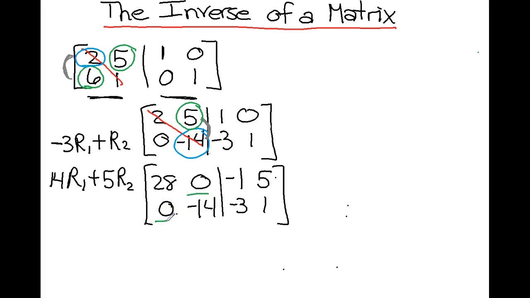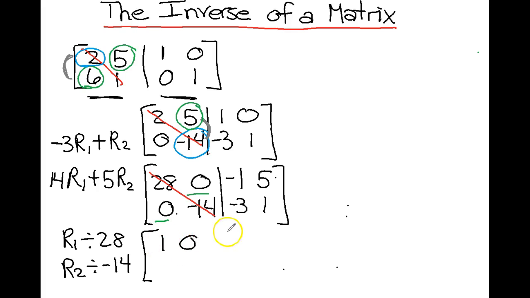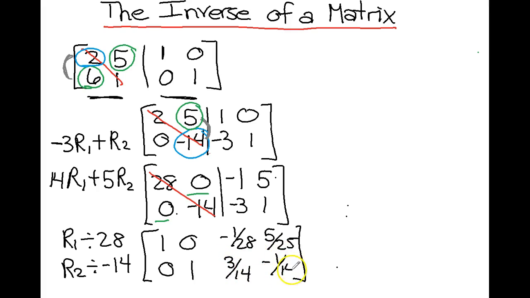Now that we have our zeros, we are going to divide both rows so that we end up with 1s along our diagonals. So I'm going to take my first row and divide it by 28, row 1 divided by 28. I'm going to take my second row and divide it by a -14. And when I'm done, I get a 1, a 0, a -1 over 28, and a 5 over 28. Then I get a 0, a 1, a 3/14, and a -1/14. So this right here is going to be my inverse matrix. So now that I'm done, the right hand side is my inverse matrix.